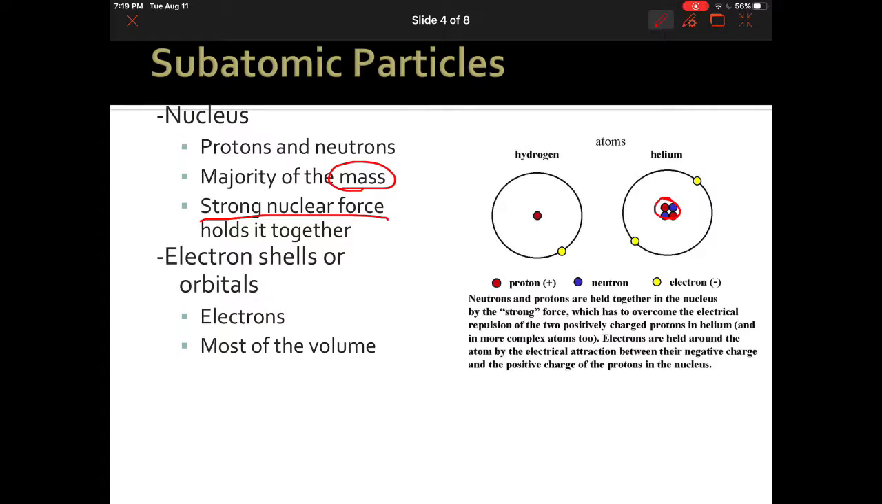Electrons, on the other hand, are found in the electron cloud or shells. That's what this portion right here is called. Makes up most of the volume. Remember, volume is similar to saying the size of the atom. So they're very spread out. They're not condensed the way that our nucleus is.